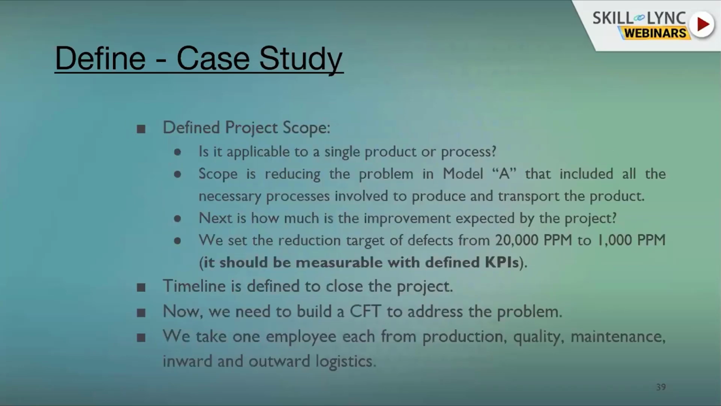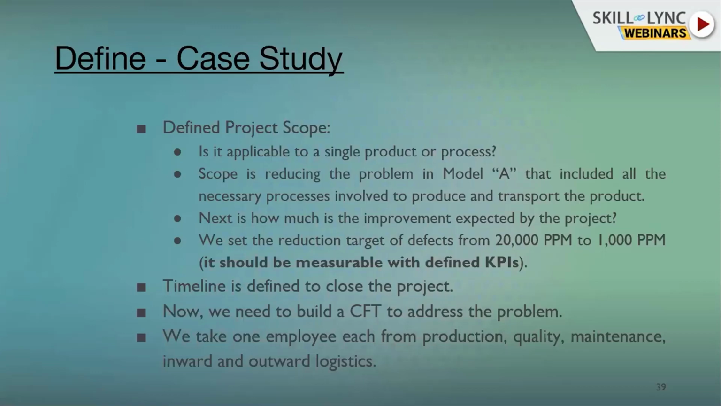Then we define the project scope. Is it applicable to a single product or processes? Sometimes a product is combined with multiple processes. Then if we improve or do any change in a single process, it will impact the other product also. So we found that out also. The scope was reducing the problem in model A, including all the necessary processes involved to produce and transport the product.